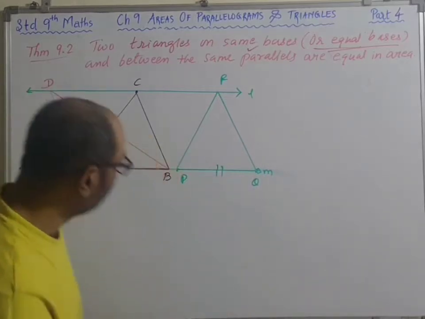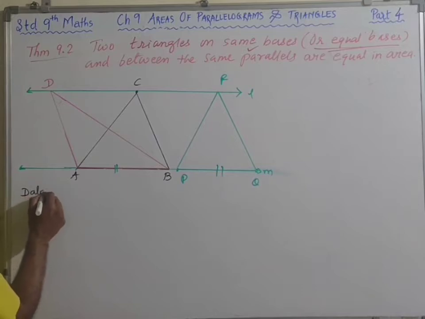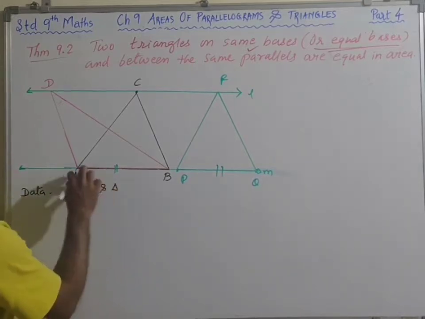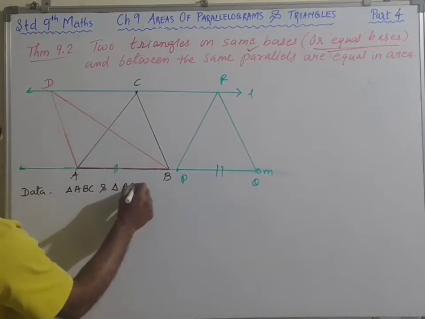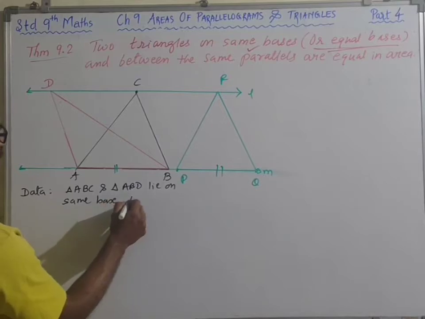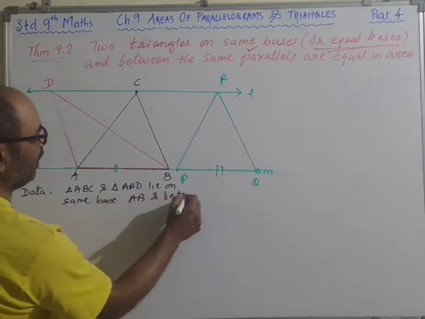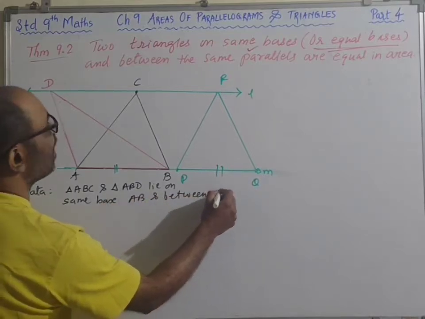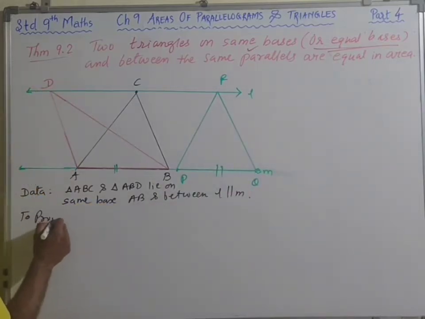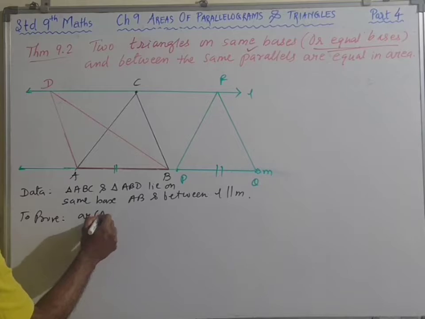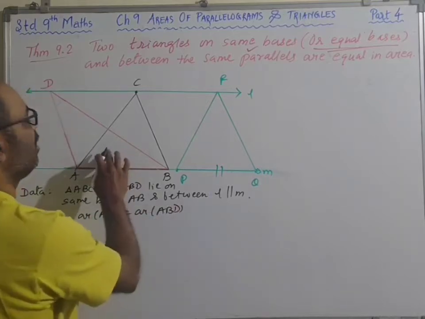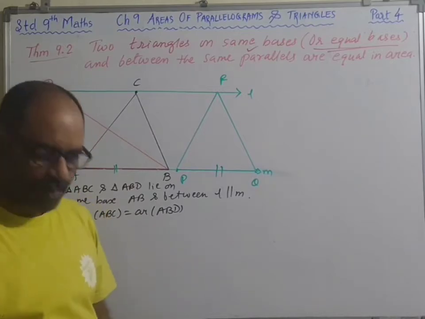Okay, now see the data. Triangle ABC and triangle ABD lie on the same base AB and between, yes, L parallel to M. Correct? To prove: area of triangle ABC is equal to area of triangle ABD. Area of red and black are equal. That is what you have to prove.